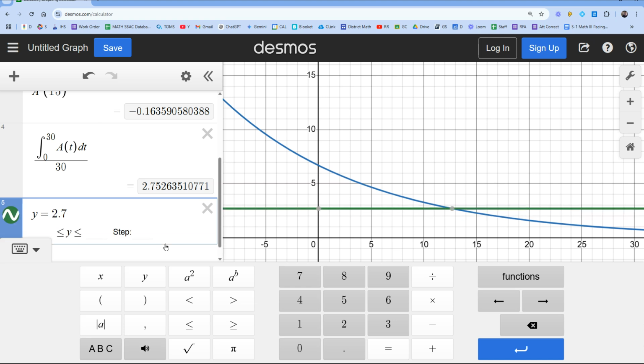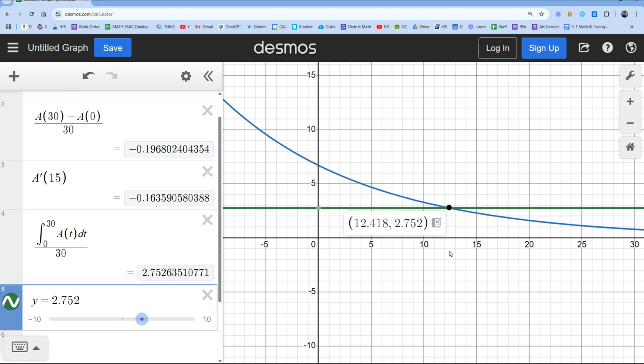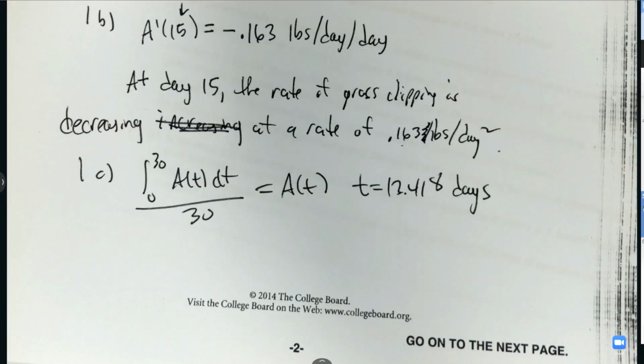So I want to know when they equal each other. At what time would they be equal to each other? So that answer there is at 12.418 days. That means the average value is equal to the amount there on that day. All right, next step.